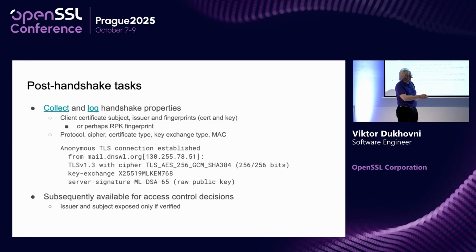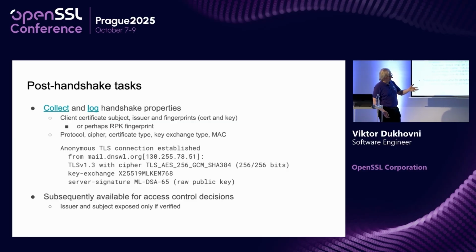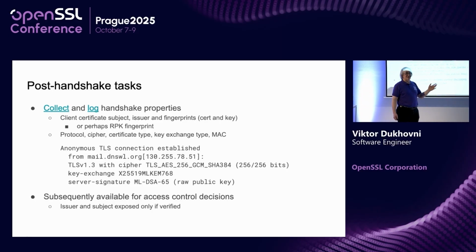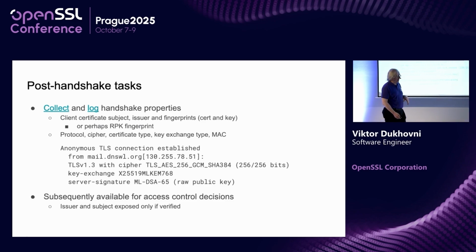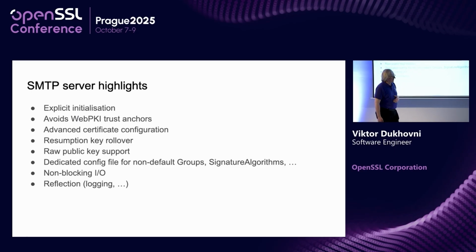And of course, this also saves away in the application context the client and server names and so on, but only if they're authenticated. So in some cases, you're then able to make access control decisions based on the subject name of the client, but only if it's trustworthy. Okay.